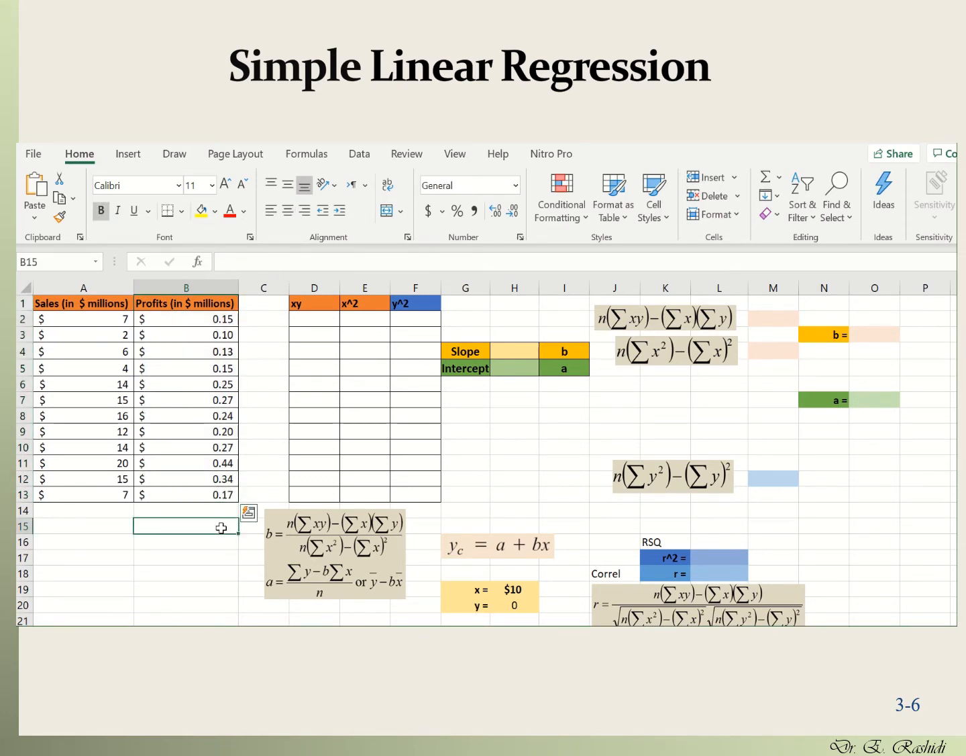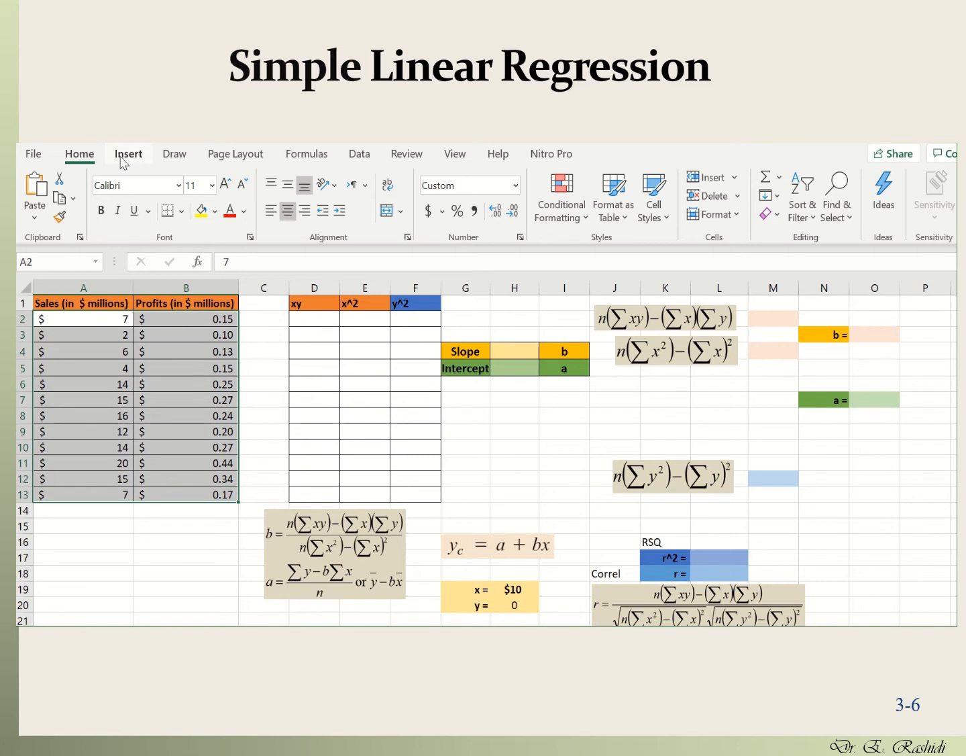So what we want to do is build a linear regression model, and using that, make a prediction and forecast for the profit of the company if they have $10 million in sales. Before you do anything else, it is always good practice to plot your data to get a better understanding of it, or whether there's a trend. So what I'm going to do is select our data here.